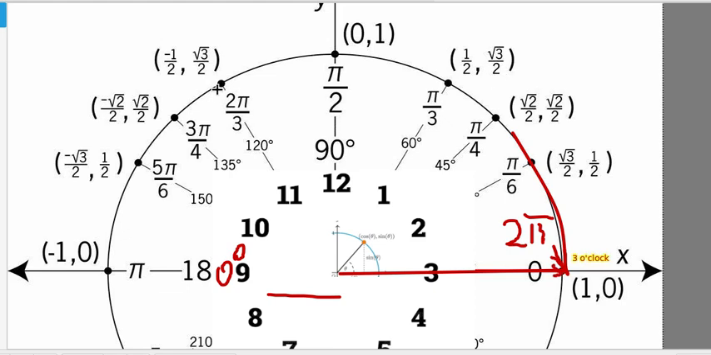120 degrees, second quadrant. The angle is in the second quadrant where cosine is negative, moving left, but sine is positive, still above the x-axis. Coordinates: cosine is -1/2, approximately -0.5. Sine is square root of 3 divided by 2, approximately 0.866. 150 degrees, second quadrant. The angle is in the second quadrant where cosine is negative, but sine is positive. Coordinates: cosine is negative square root of 3 divided by 2, approximately -0.866. Sine is 1/2, approximately 0.5.